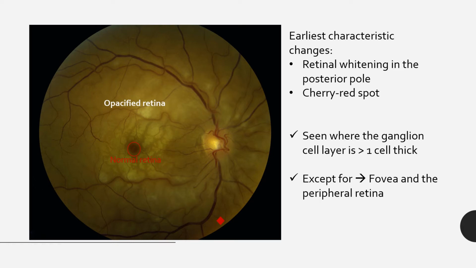peripheral retina. Now let's recall that the inner layers are nourished by the retinal artery and the outer layers are nourished by the choroidal circulation. So the area with the thinner retina is still sustained by the choroidal circulation, and hence it just basically is normal retina seen in contrast against the opacified retina, which is ischemic due to obstructed retinal arterial circulation.